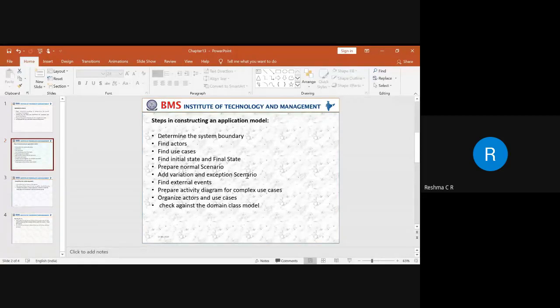Then we need to identify, if I'm developing the system, what is the purpose of developing this system. If I develop that particular system, who are the users of that system, whether it is useful to the society, whether it is useful to a particular industry, or within an industry, that has to be determined. Once the system is determined, with respect to the view of the system, who are the actors, or who are going to interact with the system, that has to be identified.